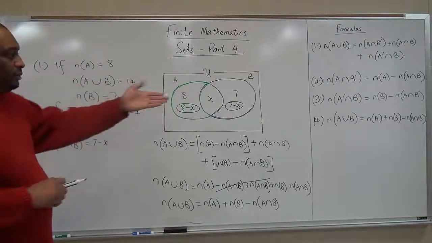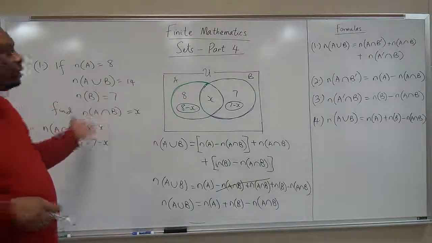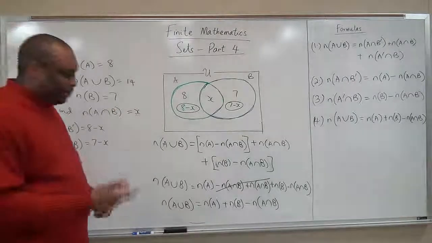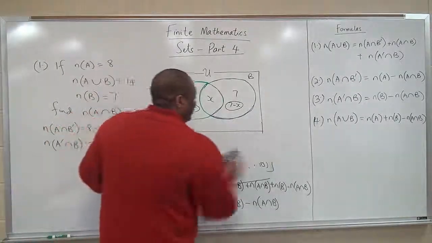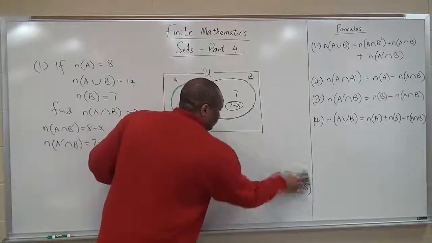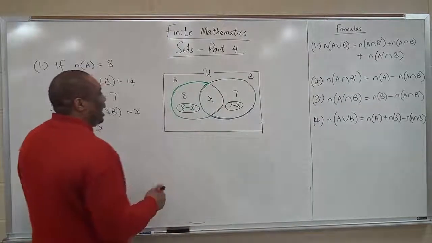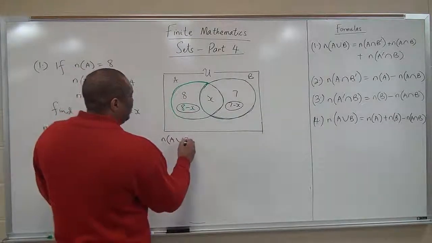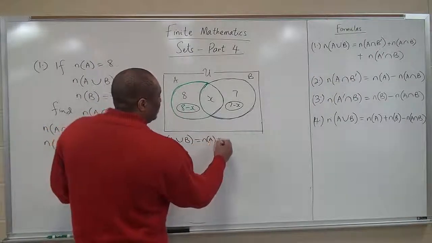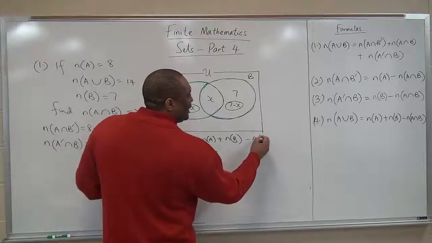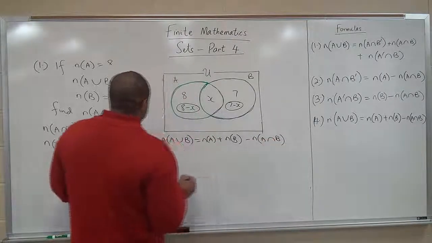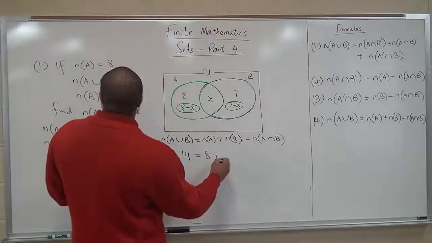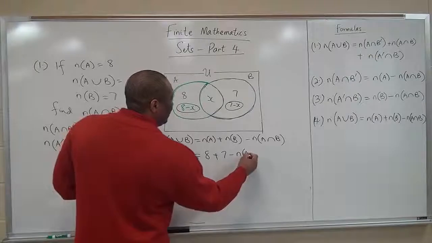Now if we use that formula number 4, equation 4, to solve this, then we will do Venn diagrams. We'll use our normal Venn diagrams. If we use the formula, we now have that, of course, cardinality of A union B is equal to cardinality of A plus cardinality of B minus cardinality of A intersect B. So this will be 14 is equal to 8 plus 7 minus cardinality of A intersect B.